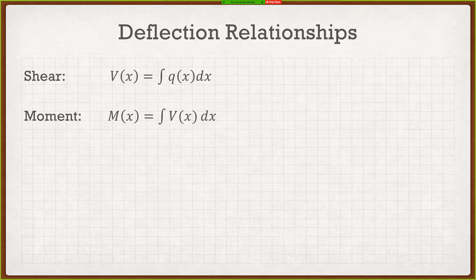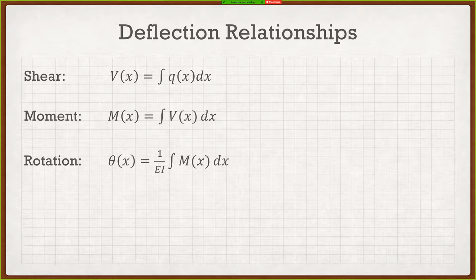Now what we're going to do in Civi 398 is go a little bit crazier, take it one step further and say, all right, if I'm going from relationship to relationship simply by integrating, what happens if I integrate the moment function? As you guys will see, if we integrate that moment function and then divide by a value of EI, which we call the flexural stiffness, we get the rotation function. This is going to be the rotation of the cross section throughout the beam.